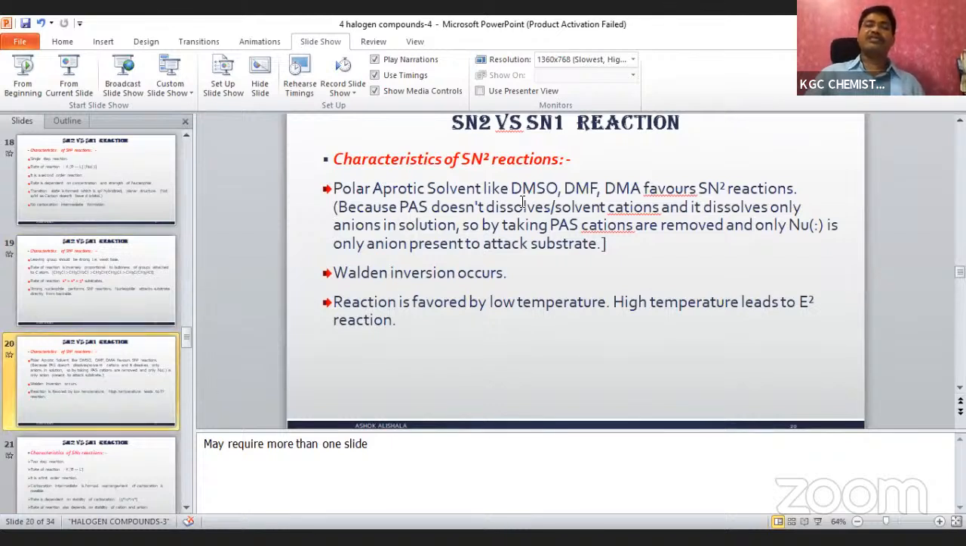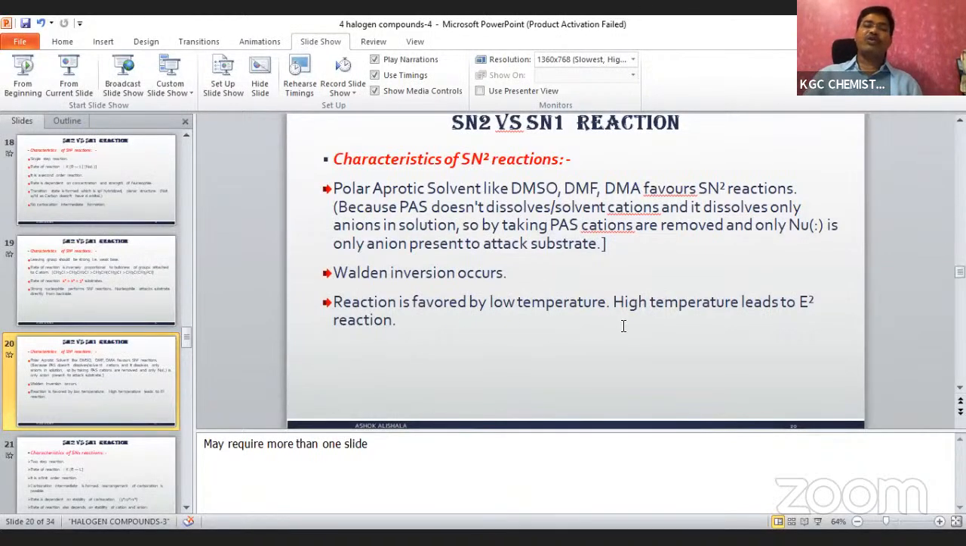Polar aprotic solvents like DMSO, DMF, DMA favor the SN2 reaction because a polar aprotic solvent does not solvate cations, and it dissolves only anions in solution. So by taking polar aprotic solvents, cations are removed and only the nucleophile, only the anion, is present to attack the substrate. That's why only polar aprotic solvents are used. Walden inversion occurs in the SN2 reaction.